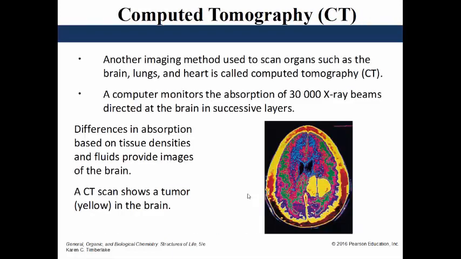Another commonly used tool with radioisotopes is a CAT scan or CT scan, computed tomography. This is used to help scan organs such as the brain and the lungs and the heart. And you have a computer that will monitor the absorption of 30,000 X-ray beams directed at the brain or at the organ in successive layers. And the differences in these absorption levels are based on tissue densities and fluids.